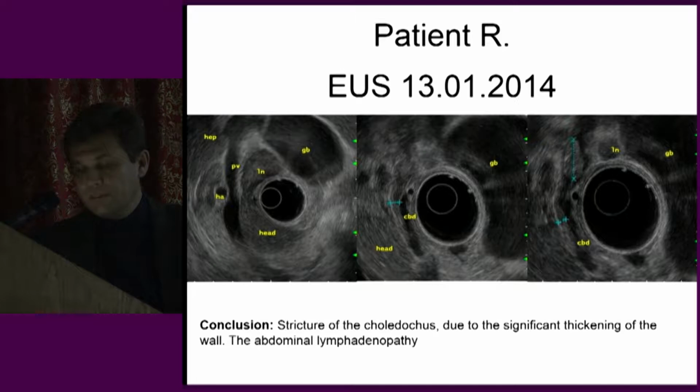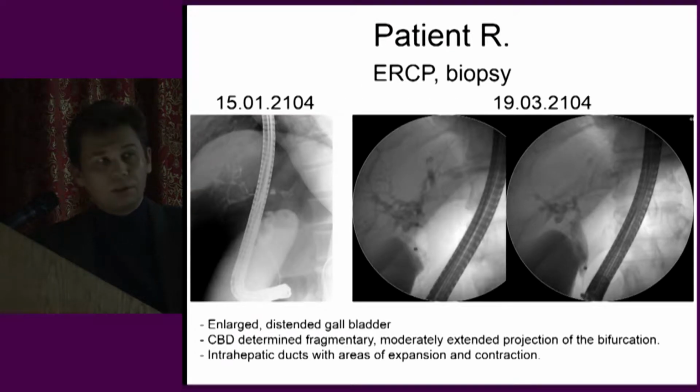So we used the EUS method, which detected strictures in the cholangiocarcinoma due to the significant thickening of the wall, and abdominal lymphadenopathy. What is also very interesting is that in the utmost right image we detected a malformation in the cholangiocarcinoma, which had a certain relation to the wall, a very narrow pre-wall, and it made us perform ERCP, which was performed twice consecutively.